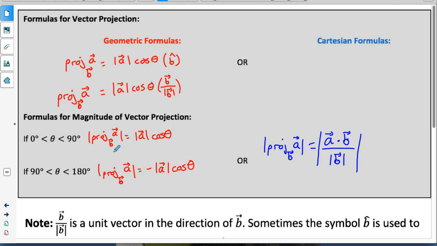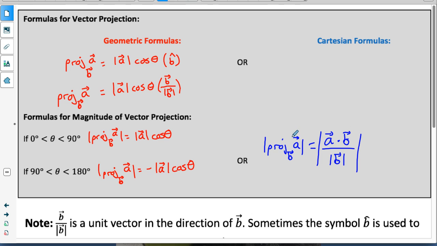But I wanted to make sure I reminded you that between 0 and 90, cosine is positive, which means the dot product is going to be positive. And between 90 and 180, cosine is negative, which means the dot product would be negative. So I wanted to take the time to remind you about that. That's why I did two versions of the formula there. But over here, let's just do one version of the formula, just put some absolute value symbols around it.